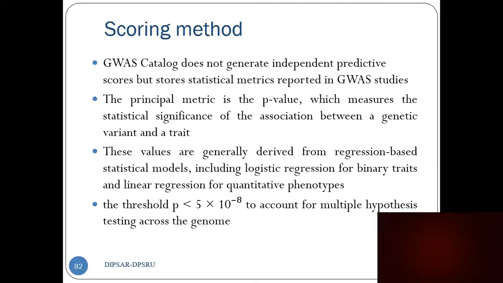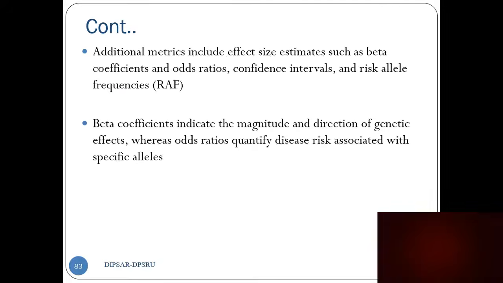GWAS is genome-wide association studies. In these, they are using p values, and the p value measures the statistical significance of association between the genetic variant and the trait. These values are generally derived from regression-based statistical models, including logistic regression for binary traits and linear regression for quantitative phenotypes, and the threshold, as you can see on your screen, is 5 multiplied by 10 raised to the power of minus 8, to account for multiple hypothesis testing across the genome.